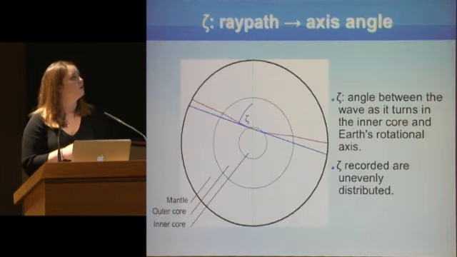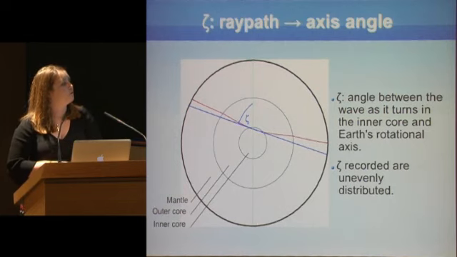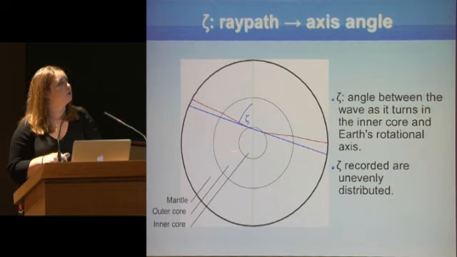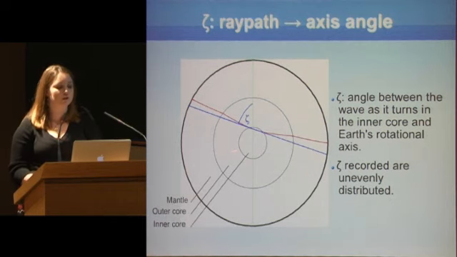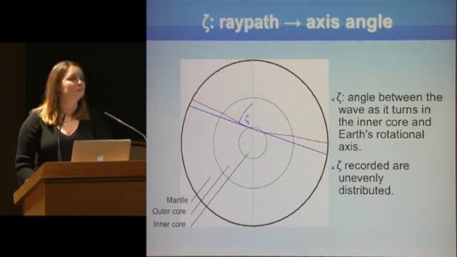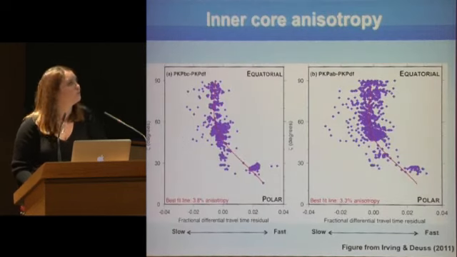Briefly, just some terminology. If we have a wave which travels north-south, it's polar, and it has a small ray angle, zeta. If we have a wave which travels east-west, it's equatorial, and we'll have a zeta which is close to 90. So now we can go ahead and compare the times we measure with the angles.